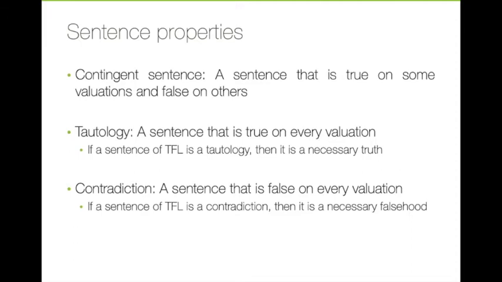And again, as with the relationship with tautologies and necessary truths, some necessary falsehoods can't be characterized with contradictions in truth functional logic. And there's some examples in the text. But again, all contradictions in truth functional logic will turn out to be necessarily false.